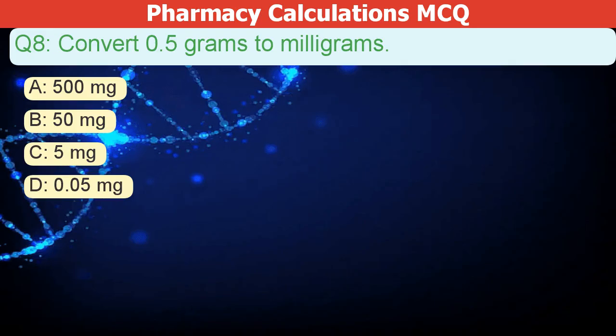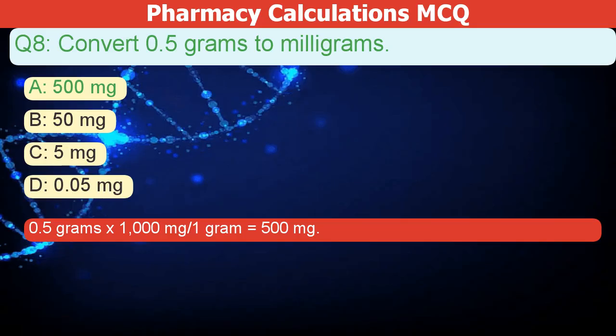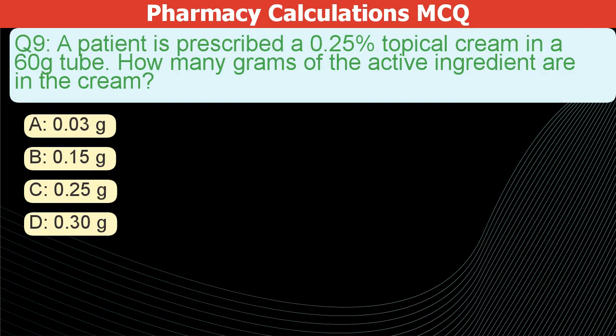Convert 0.5 grams to milligrams. A. 500 milligrams. B. 50 milligrams. C. 5 milligrams. D. 0.05 milligrams. The correct answer is A. 500 milligrams.